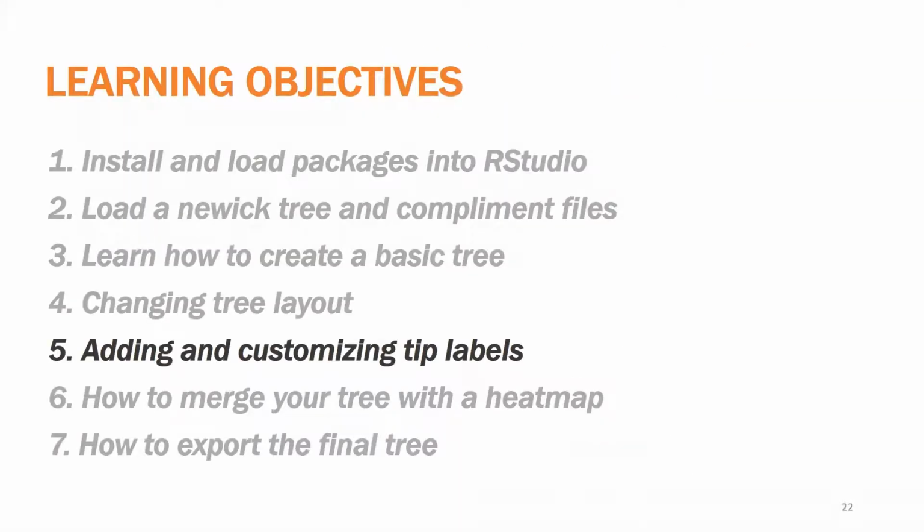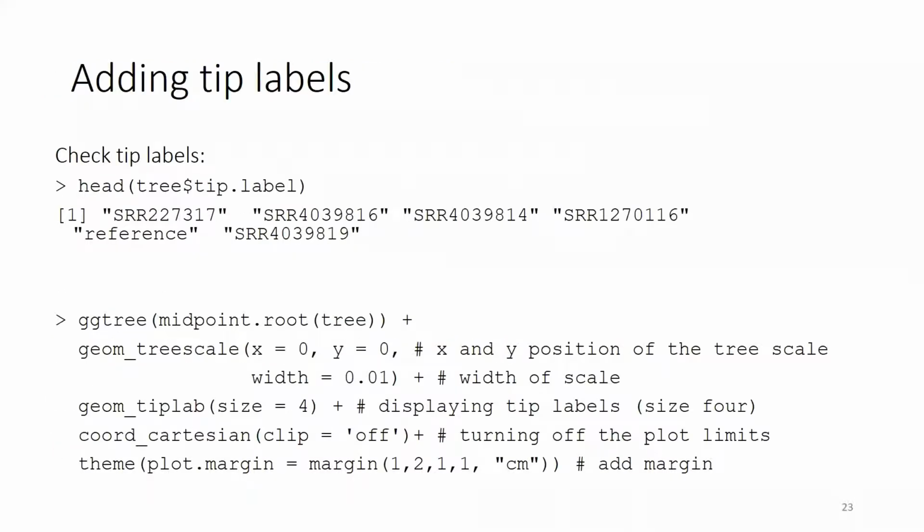Next, we're going to add and customize some tip labels. If we want to check what our tip labels are going to be ahead of time, so we know what to expect, we can use the head function and specify our tree, which we called tree, and say tip label. And we can see here that it gives us an overview in the console of what it's going to look like.